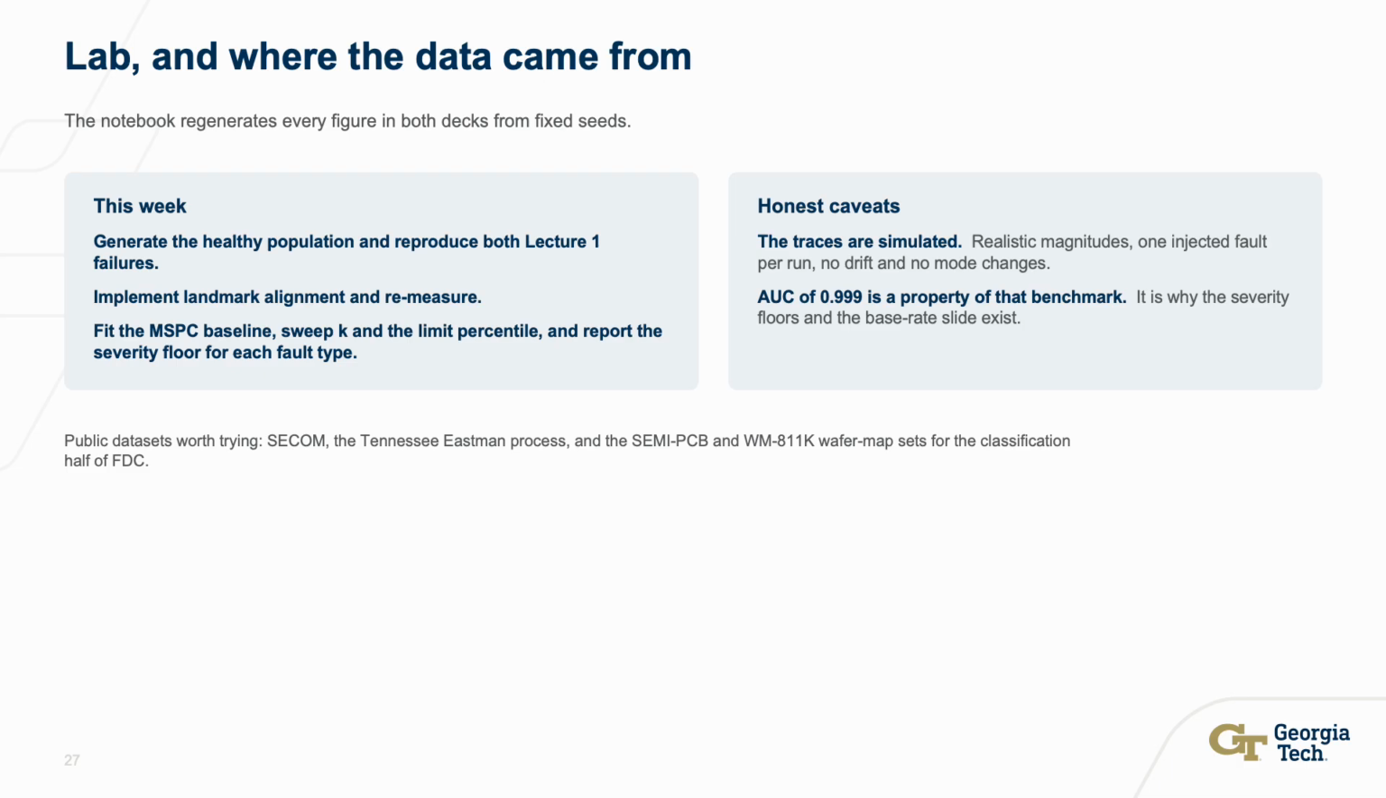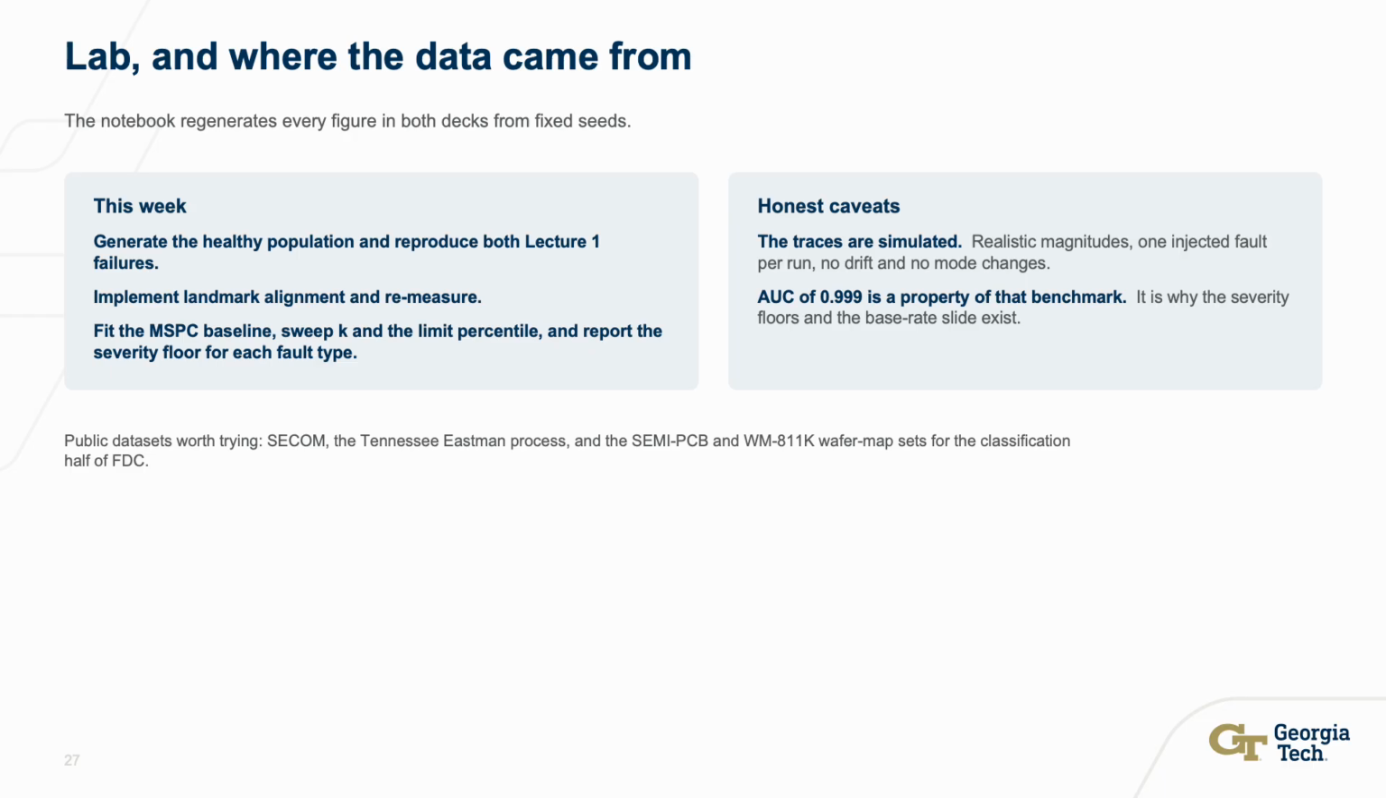The lab. The notebook generates every figure in both decks with fixed seeds, so you can change one thing at a time and see what moves. Three parts. Generate the healthy population and reproduce both lecture 1 failures, which should take very little code. Implement landmark alignment and remeasure, so you see the numbers change under your own hands. Then the open part. Fit the MSPC baseline yourself, sweep the number of components K and the limit percentile, and report the severity floor for each fault type. That last part is where you will find out how much the answer depends on choices I made quietly.